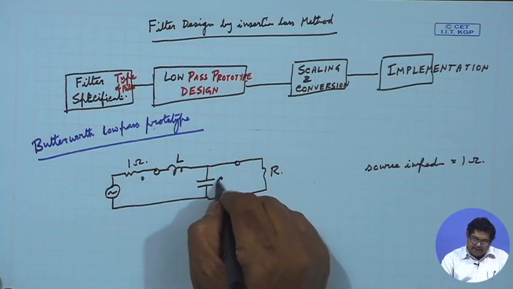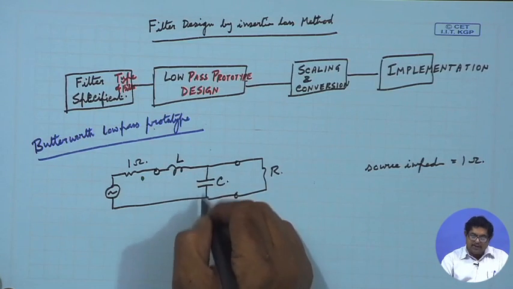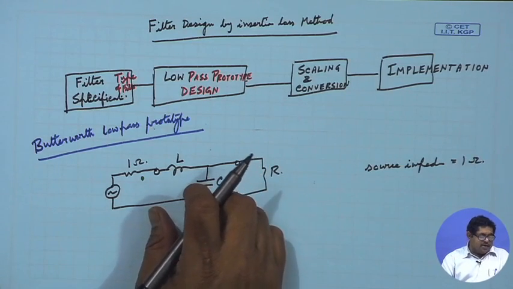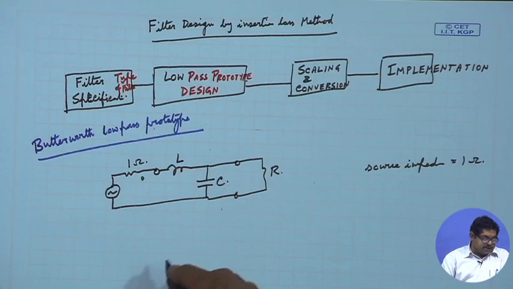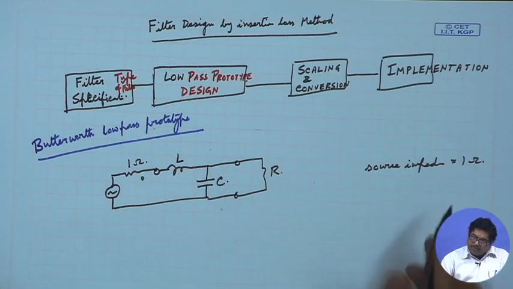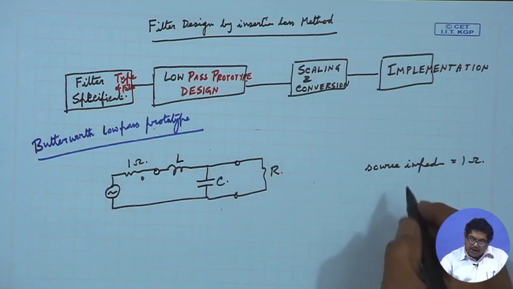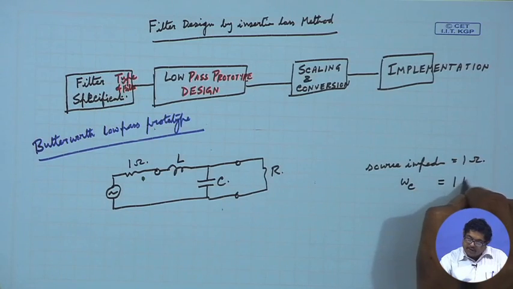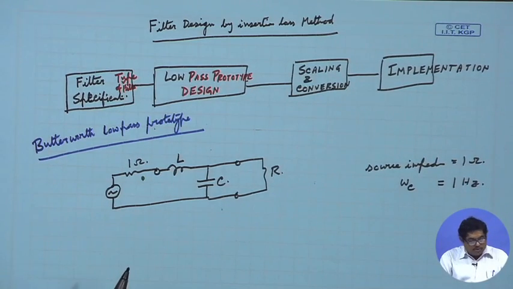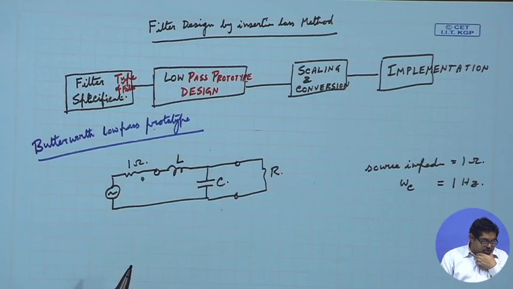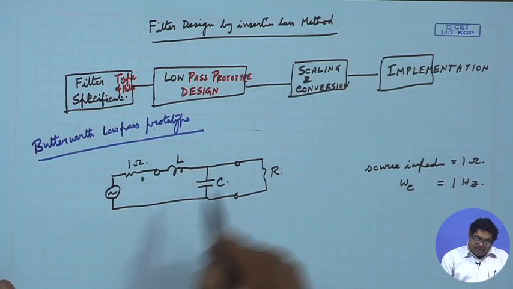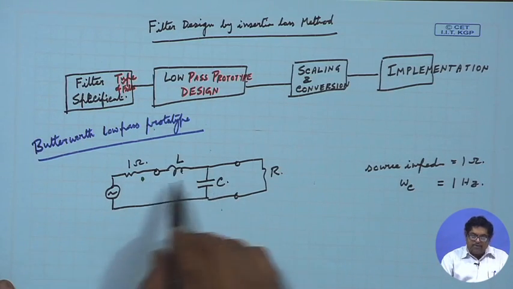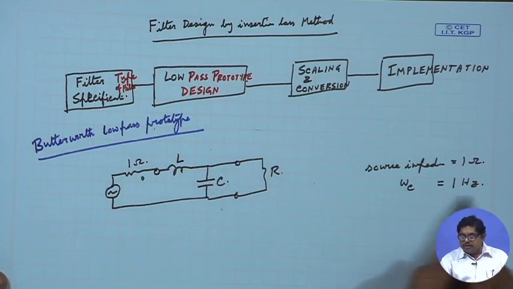Then this is an L, this is a C. In the series arm we put L, in the shunt arm we put C. Now, this is a single section. If required, you can have multiple sections. The source impedance is 1 ohm, and also in prototype design the cutoff frequency of the low pass is taken as 1 hertz, so omega c is 1. We have to design L and C so that we get a low pass circuit with this cutoff frequency.